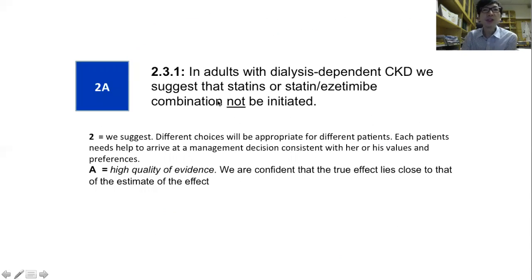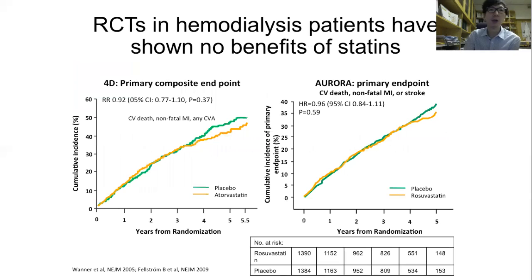Now, in adults with dialysis-dependent CKD, however, the guidelines suggested that statins or statin-ezetimibe combination not be initiated, and this is 2A, meaning only a suggestion but with high quality evidence. Now, why do we not want to treat patients who are dialysis dependent with lipid-lowering agents?